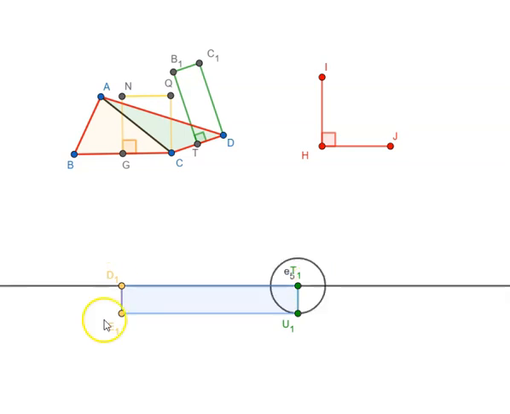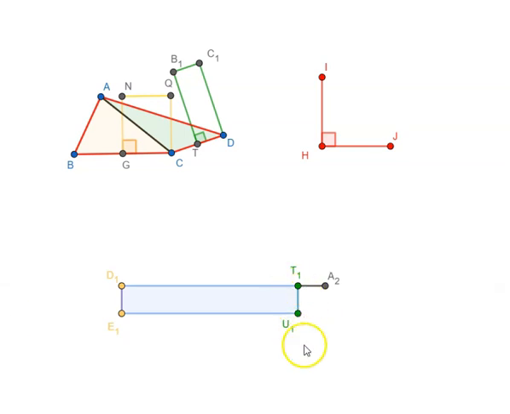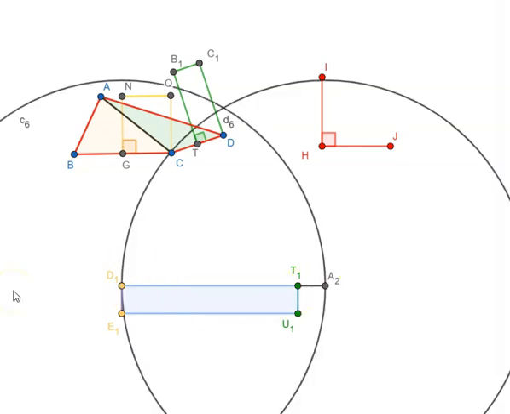So we draw this line, we draw a circle whose radius is equal to T1 U1 and we mark the point of intersection and we connect these two points. So now we have T1 A2 equal to T1 U1. The next step is to mark the midpoint of D1 A2. Again, we know how to do that. So we have got B2 as the midpoint of D1 A2.